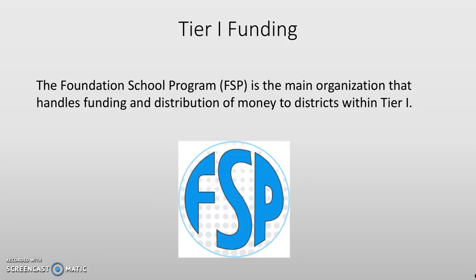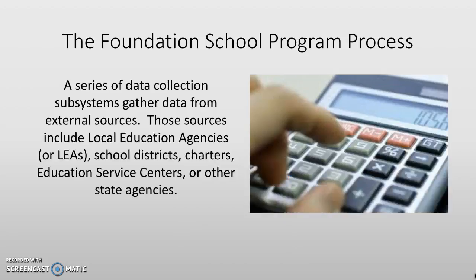Within Tier 1 funding, there's a program set up to calculate the amounts to allocate to districts within the state. That program is referred to as the Foundation School Program, or FSP. FSP is the main organization that handles funding and distribution of money to districts within Tier 1. How this system works is through a long process of collecting data, running the numbers, and recalculating those formulas to ensure equity of distribution. The first step is through data collection subsystems, which gather data from external sources. Those sources include local education agencies, or LEAs, school districts, charters, education service centers, or other state agencies.